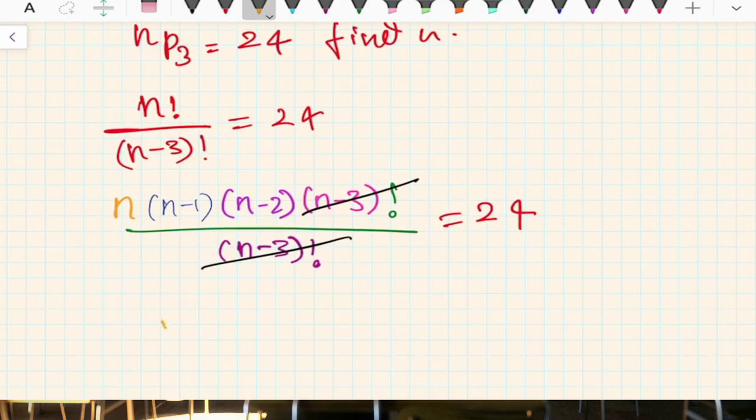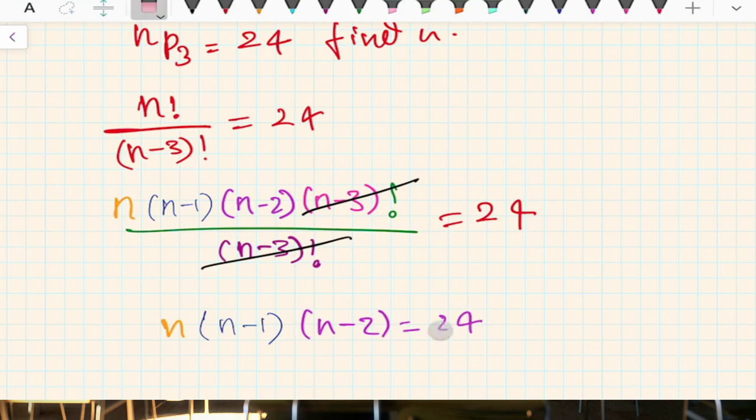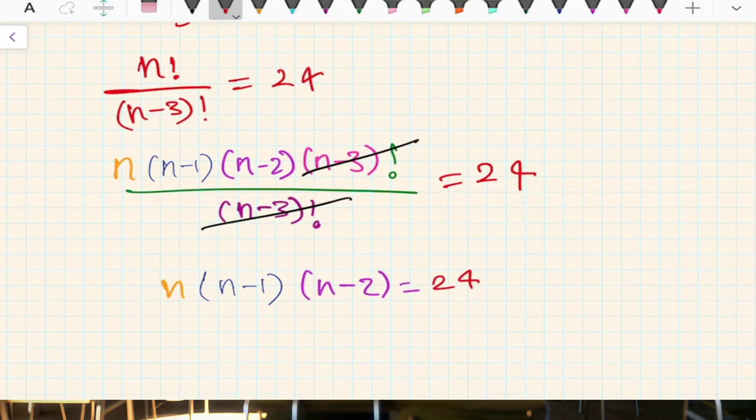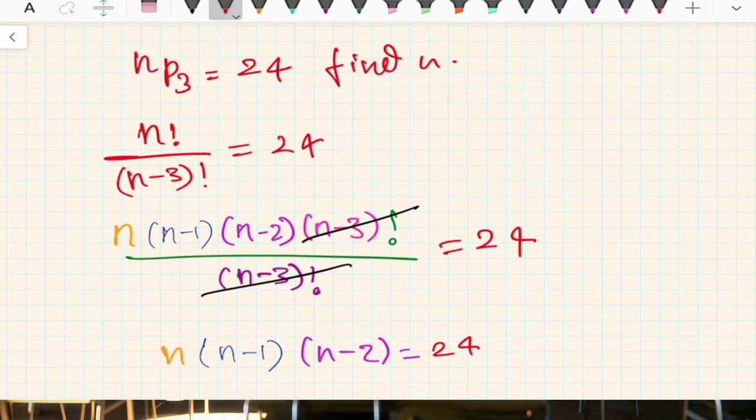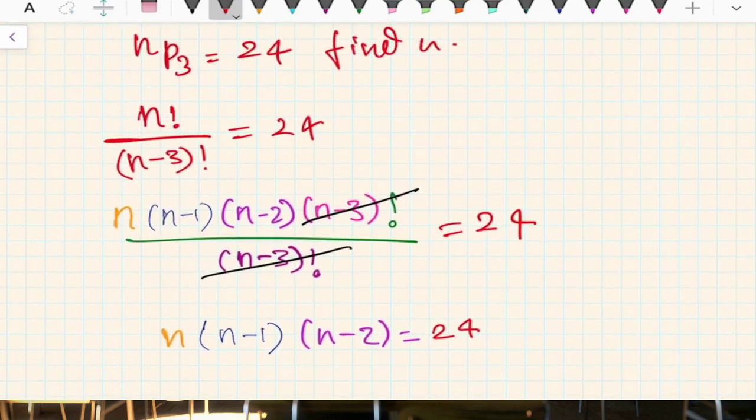So my n into n minus 1 into n minus 2 is equal to 24. Let me just write it down in this different color. 24. And now I can solve this, and it's very simple. So how many possible n's are there?